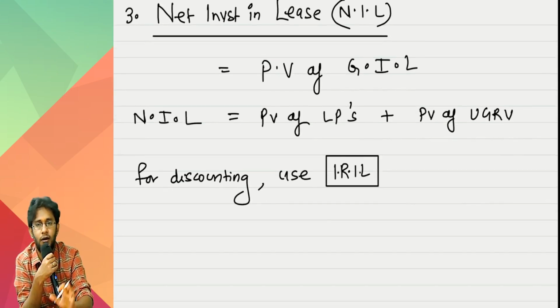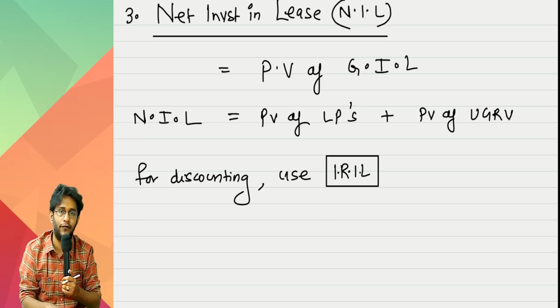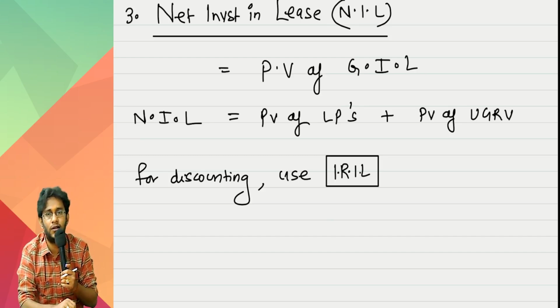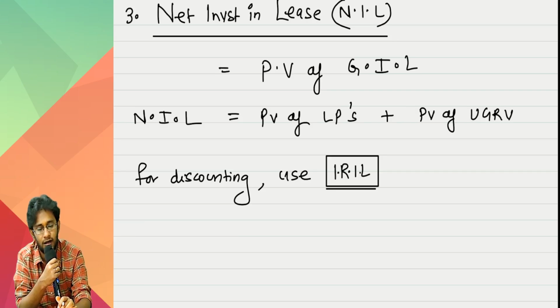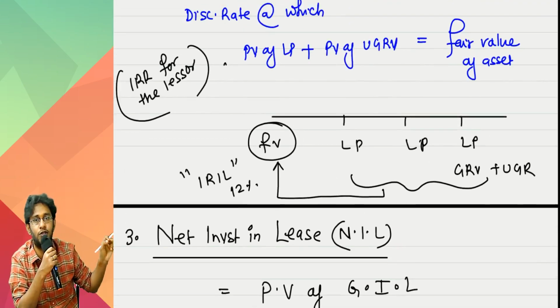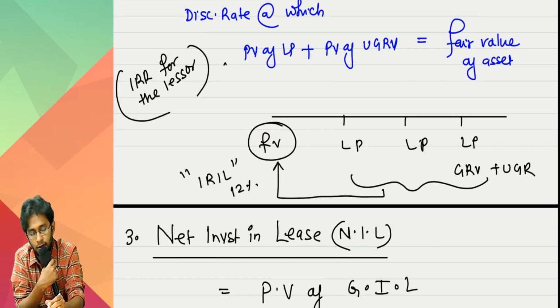Now separately, net investment in lease. What he is saying is, if PV of LPs plus PV of UGRV work out, whatever number you get, that is the net investment in lease. But for discounting, you have to use which rate? IRIL. If I use IRIL and discount all these lease payments, GRV, UGRV, the result will be what? It will be the fair value of the asset.